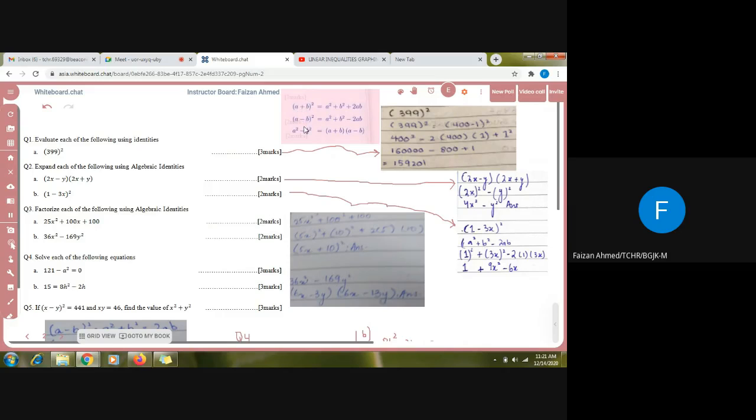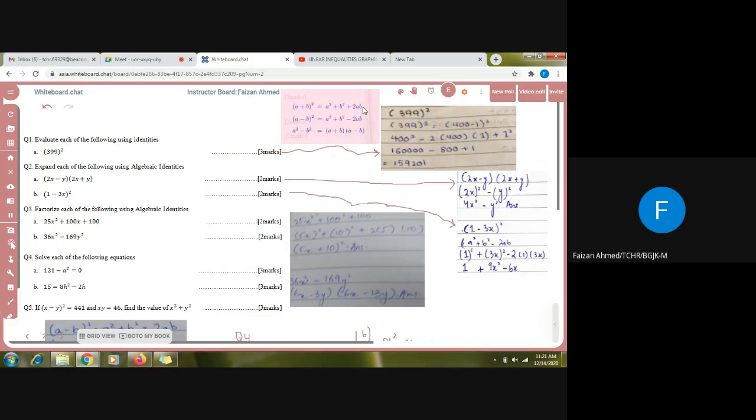These are the three identities which we have discussed in the class several times. I have written them on the top just to have a revision, just to have a look at it. This is the first one with a positive sign in between, a plus b whole square. And this is exactly equal to the square of the first term plus square of the second term plus twice the product of the first and the second term.